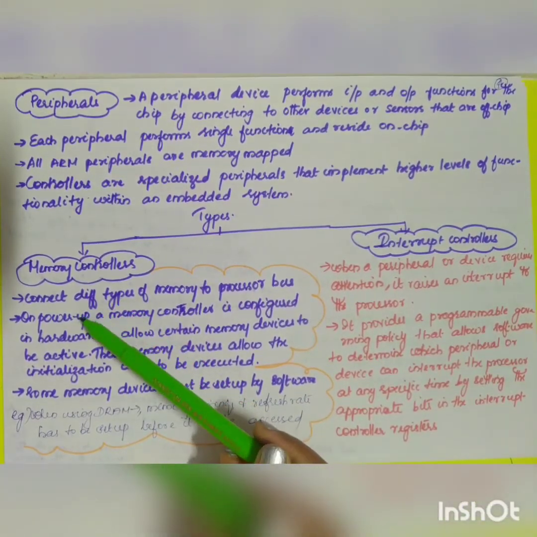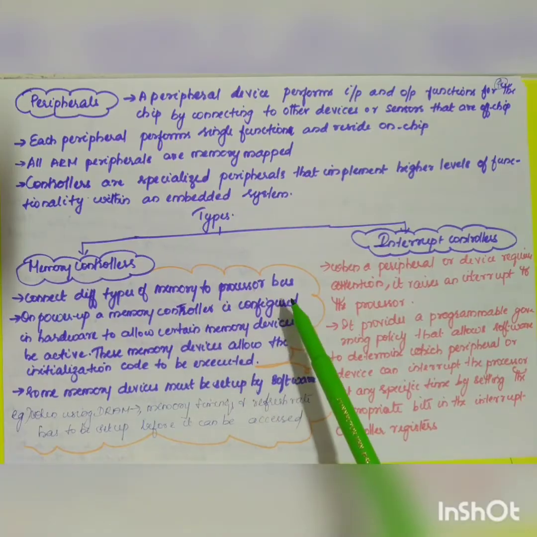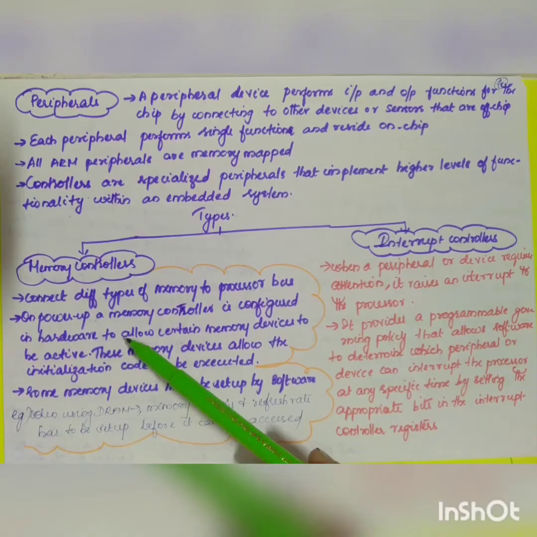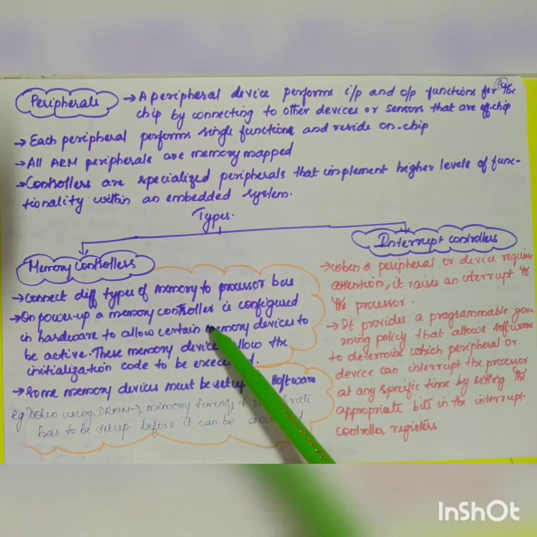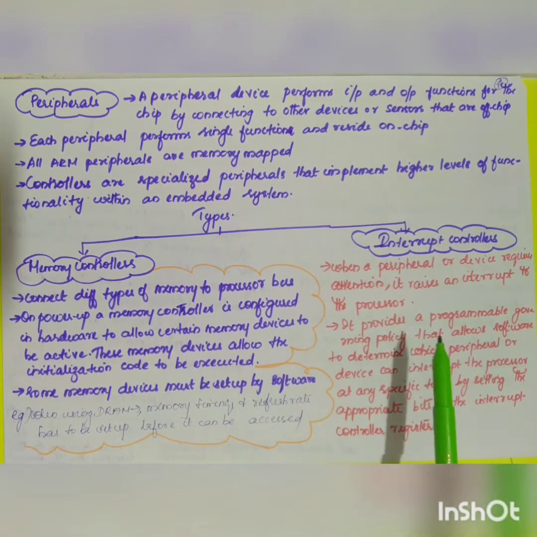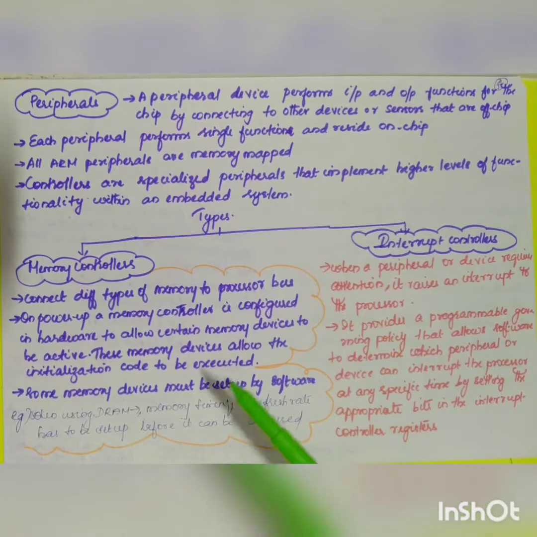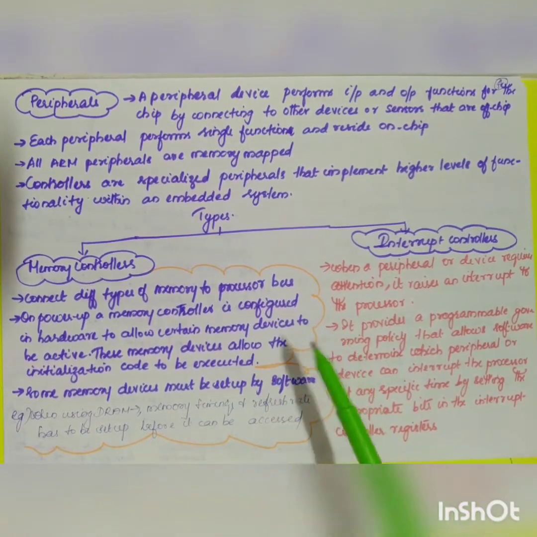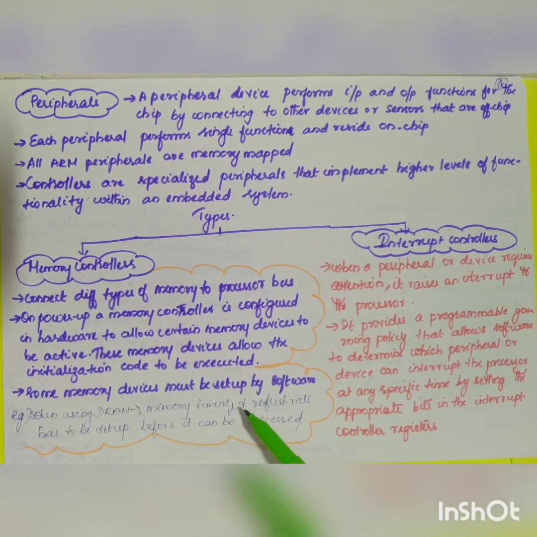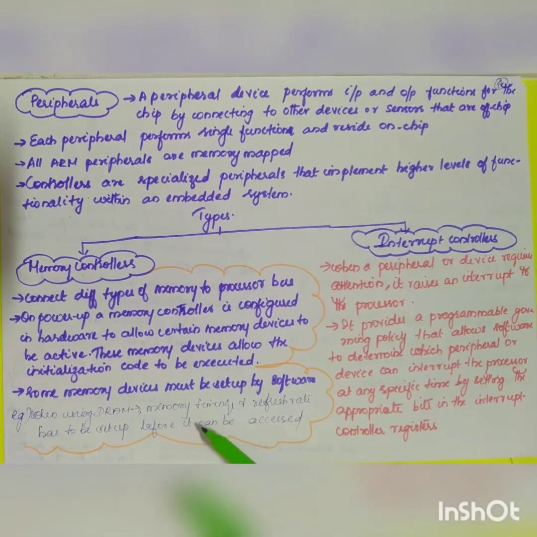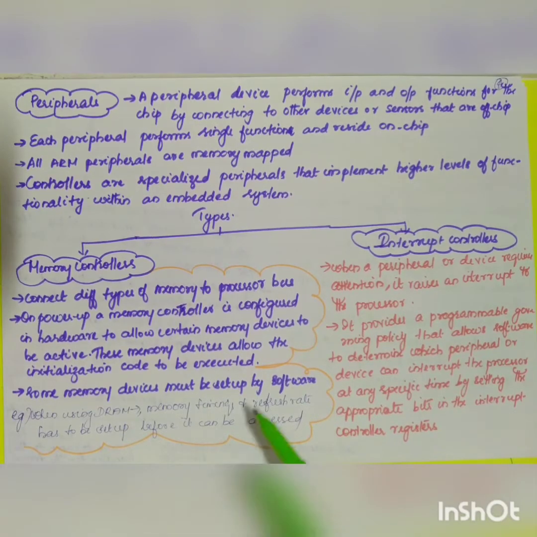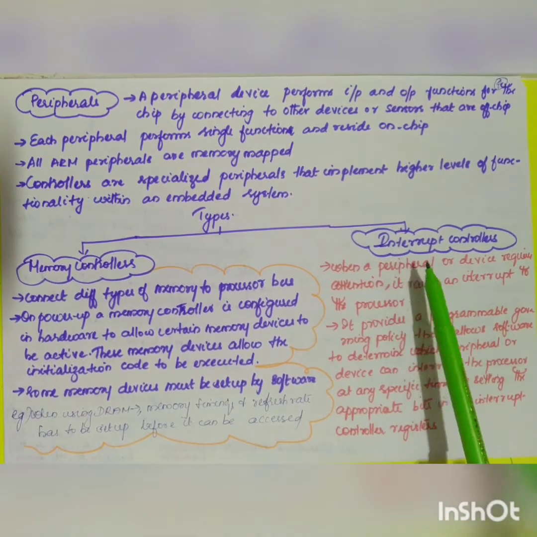So under memory controller, it connects different types of memory to the processor bus. On power up, a memory controller is configured in hardware to allow certain memory devices to be active. These memory devices allow the initialization code to be executed. Some memory devices must be set up by the software. When using DRAM, the memory timings and the refresh rate have to be set up before it can be accessed.